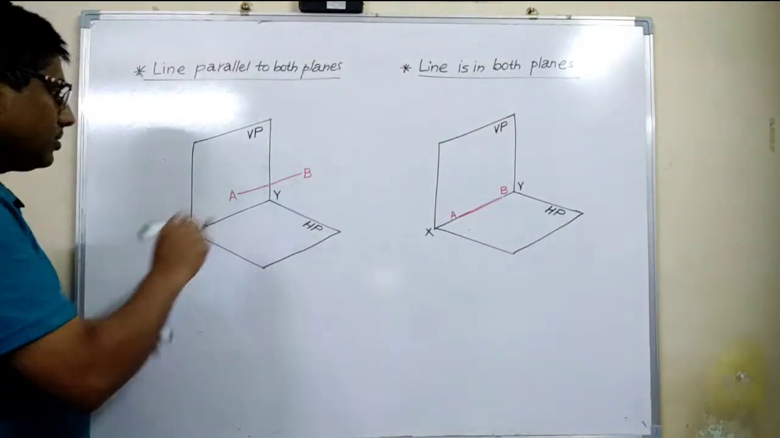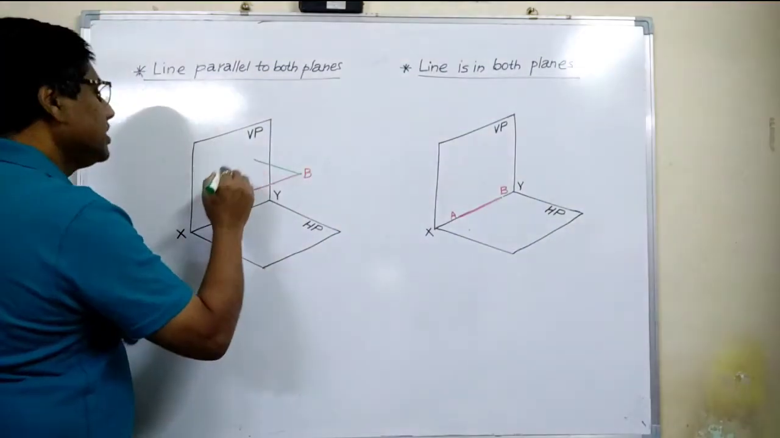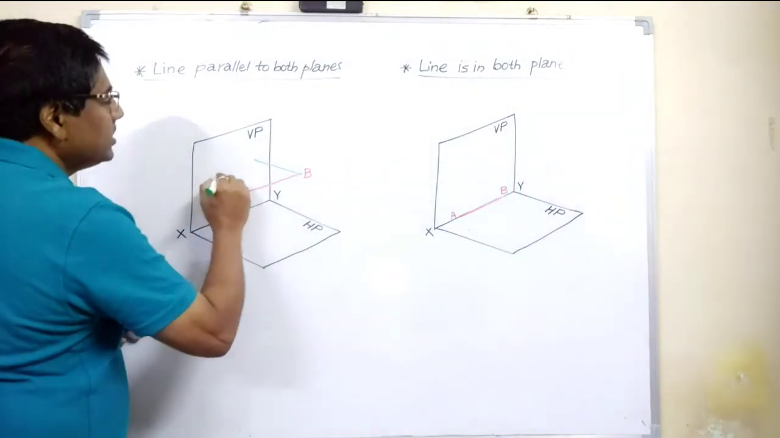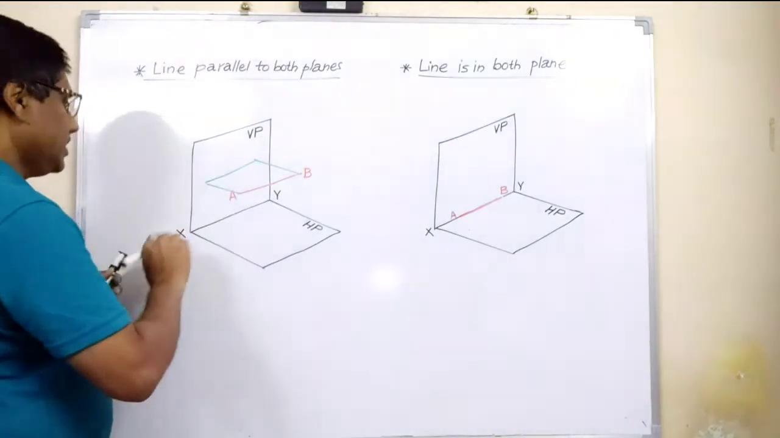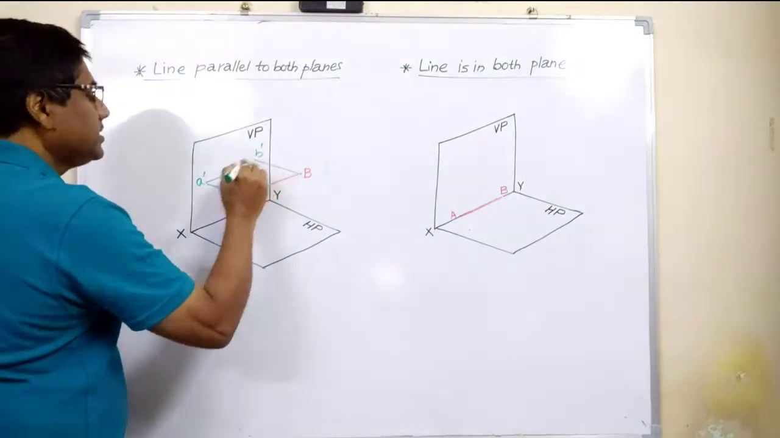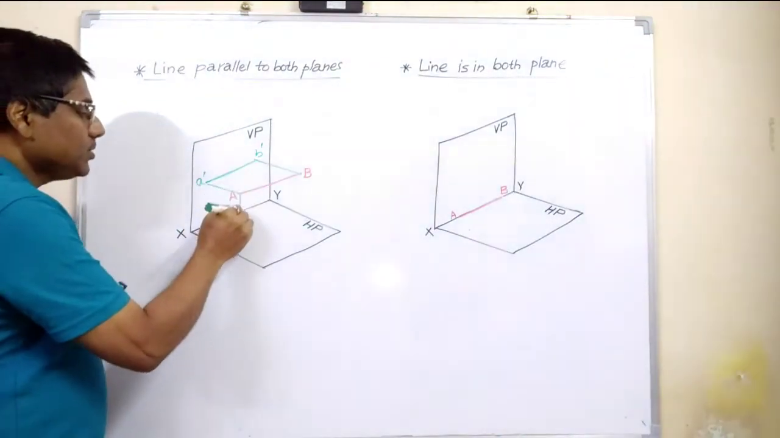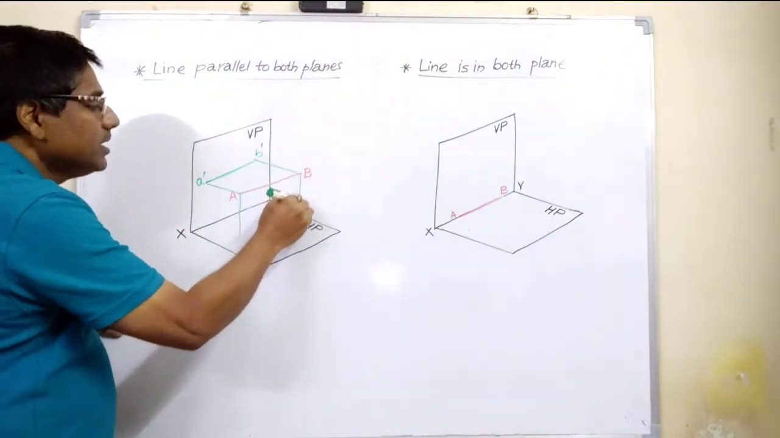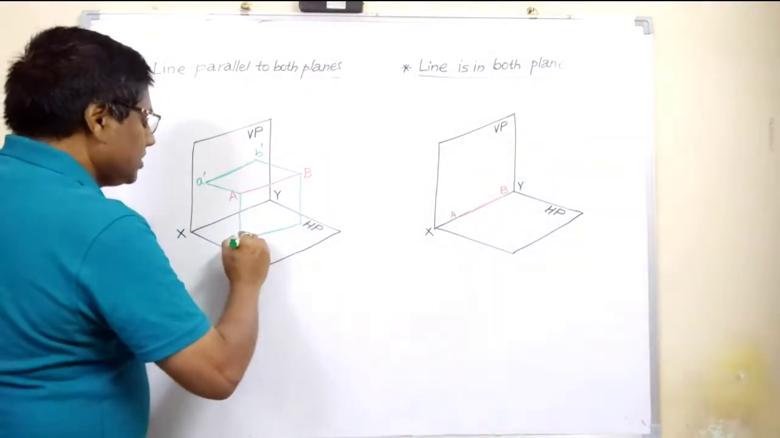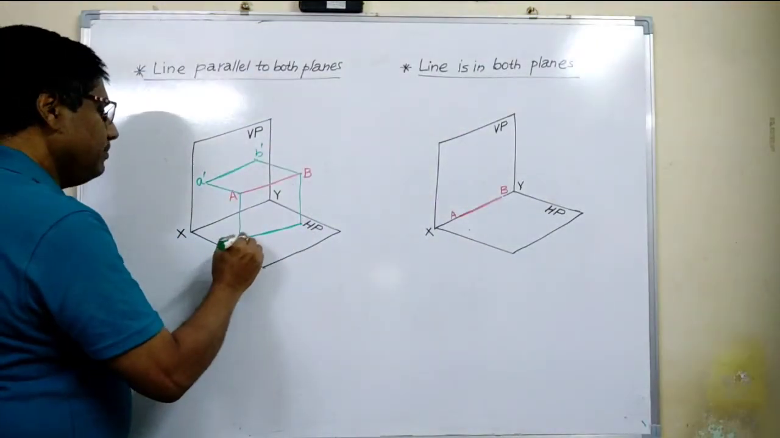If I want to draw its front view, I am supposed to project both the ends of the line on vertical plane. These projectors will meet this vertical plane at 2 points, and if I join these 2 points, I will get its front view A dash B dash. A dash B dash is a front view. And to draw its top view, I am supposed to project both the ends on horizontal plane to get its top view. After joining these 2 points, I get its top view AB.